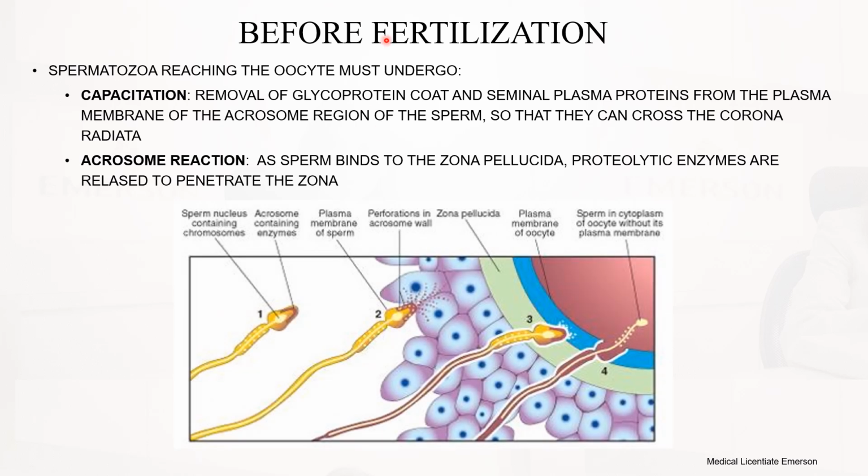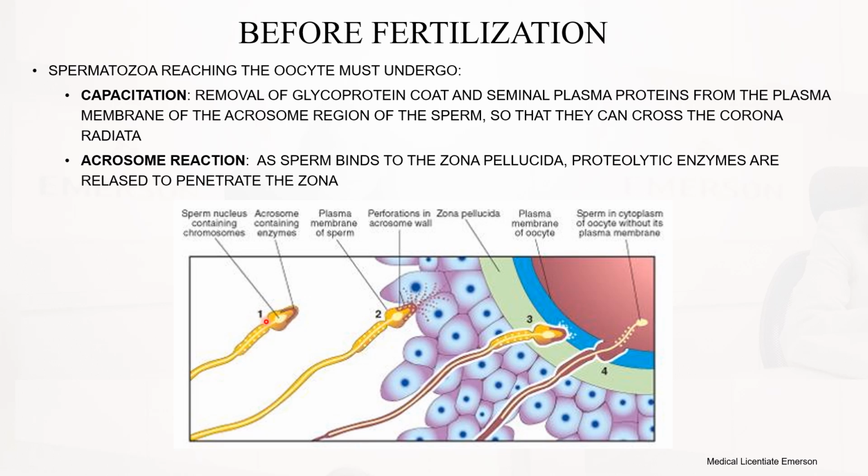Now, before fertilization occurs, you have to understand that the spermatozoa reaching the oocyte must undergo, number one, capacitation. Capacitation is the removal of the glycoprotein coat and seminal plasma proteins from the plasma membrane of the acrosome region of the sperm, so that they can cross the corona radiata.